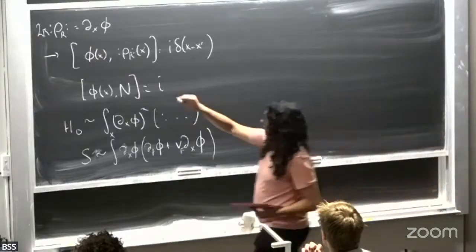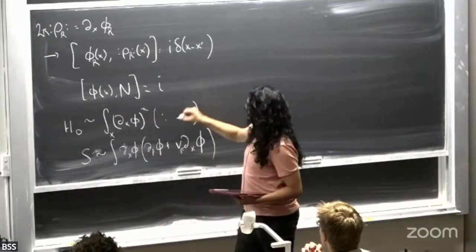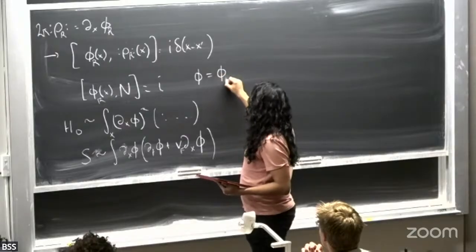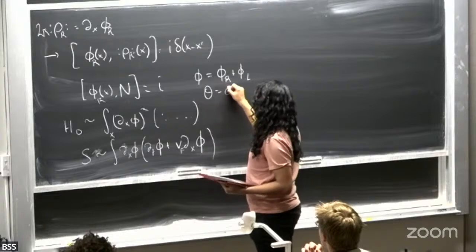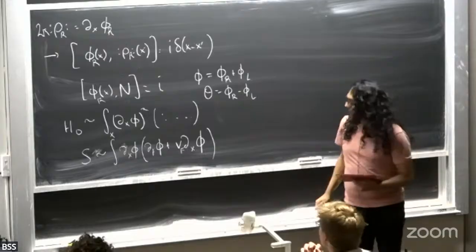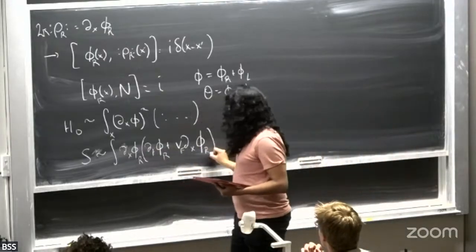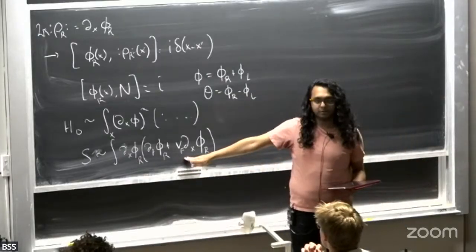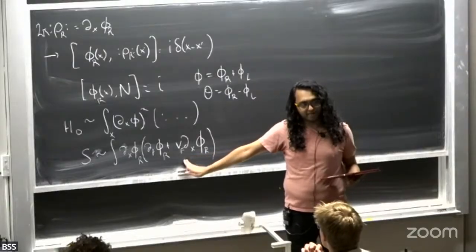Oh, yes, sorry, there will be two different phi's. And then you can define phi equal to phi_R plus phi_L, and then there's another variable theta that is defined as phi_R minus phi_L. Yeah, thanks for pointing that out. So this is just for phi_R. So this is what is called a chiral boson, because if you look at the equations of motion, you'll see that this chiral boson can only move to the right and not to the left.